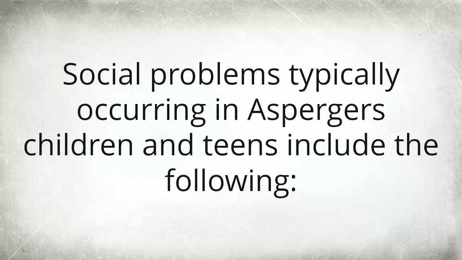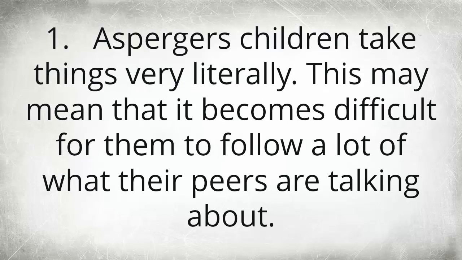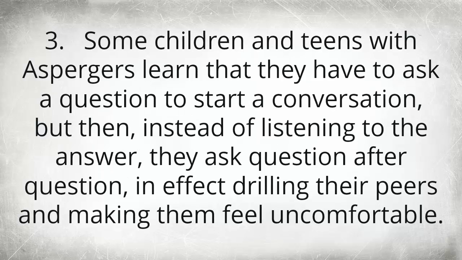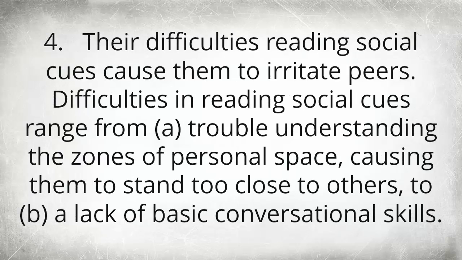Social problems typically occurring in Asperger's children and teens include the following. Asperger's children take things very literally. This may mean that it becomes difficult for them to follow a lot of what their peers are talking about. Neurotypical peers may get the Asperger's child into trouble because, while often bright in some subjects, he is gullible when it comes to social behavior. Some children and teens with Asperger's learn that they have to ask a question to start a conversation, but then, instead of listening to the answer, they ask question after question, in effect drilling their peers and making them feel uncomfortable. Their difficulties reading social cues cause them to irritate peers.